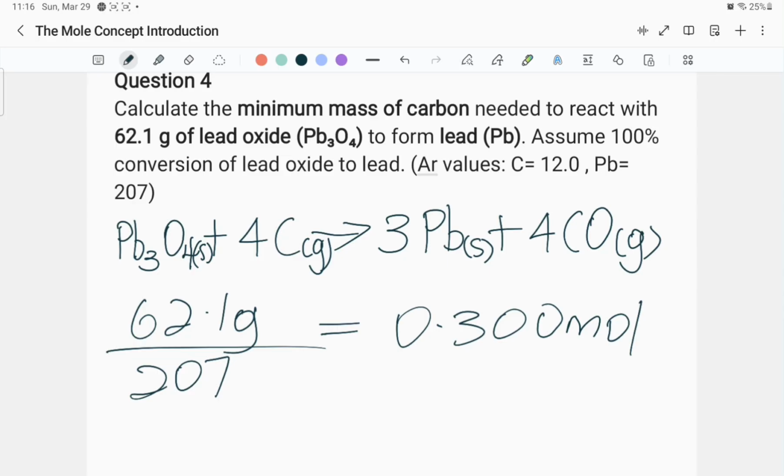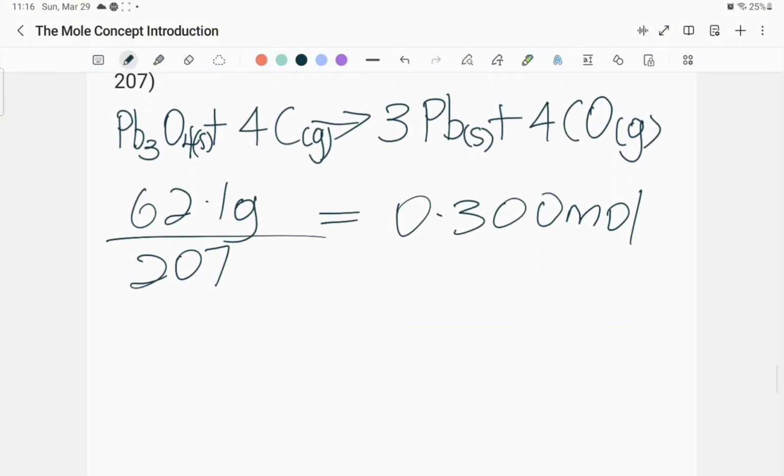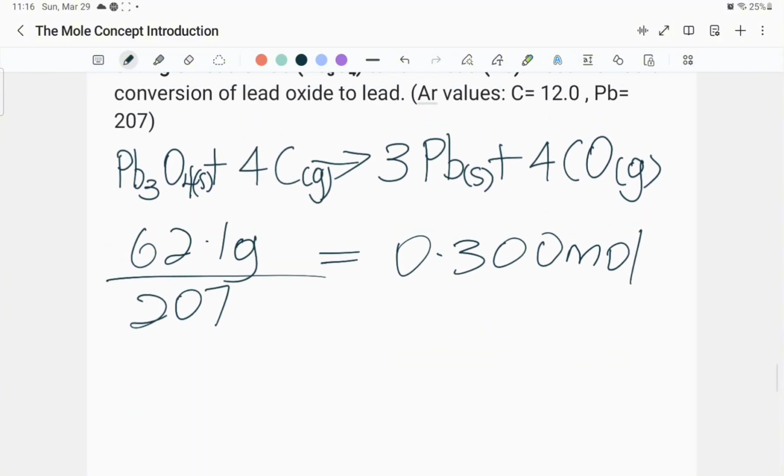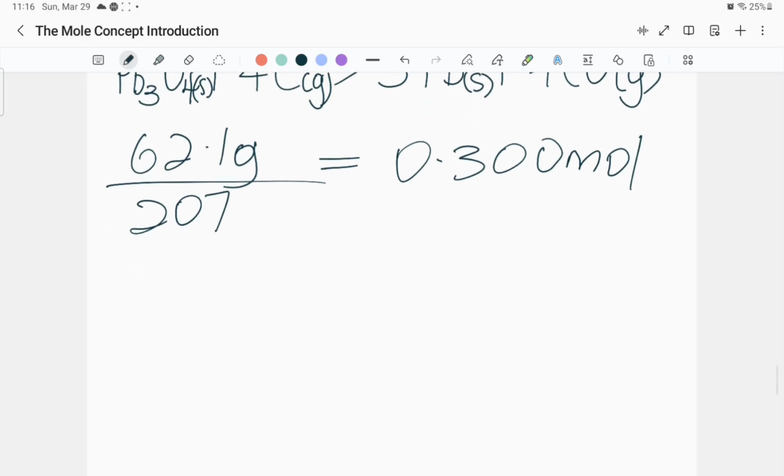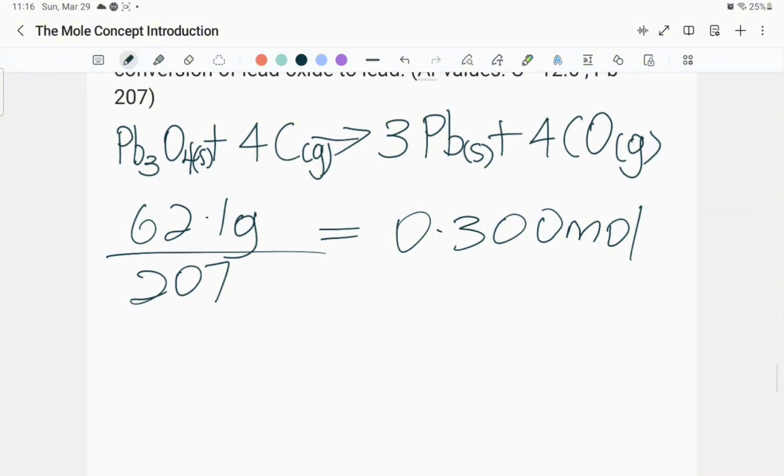The reason why we do this is because, remember, in the question they want to know the mass of carbon which reacts with 62.1 grams of lead oxide to form lead. So we have to know how many moles of lead formed, and now we know 0.300 moles of lead formed.